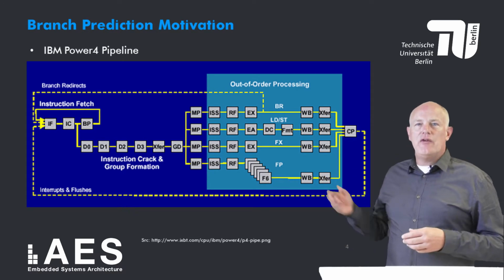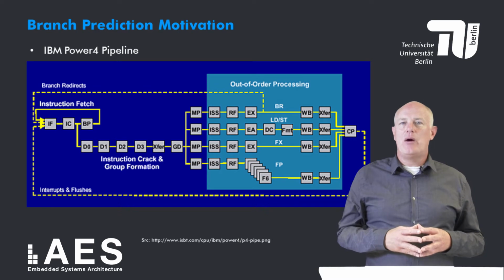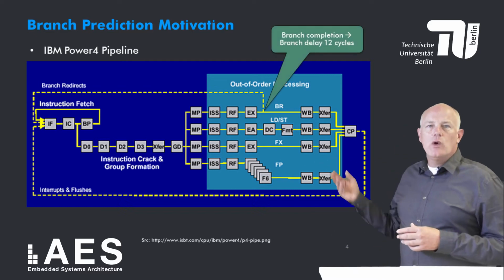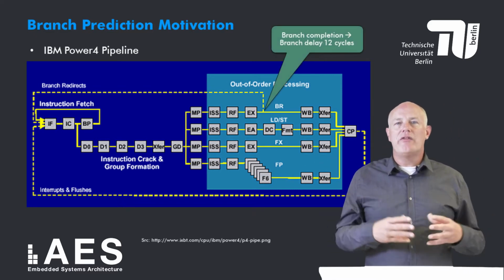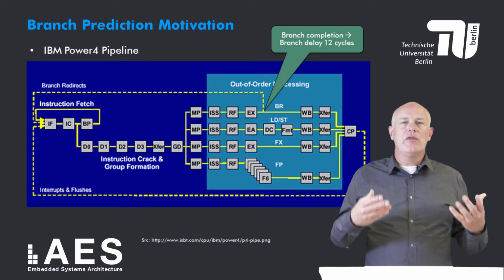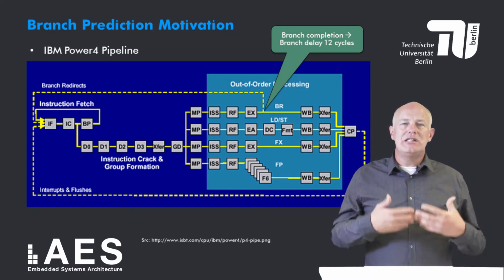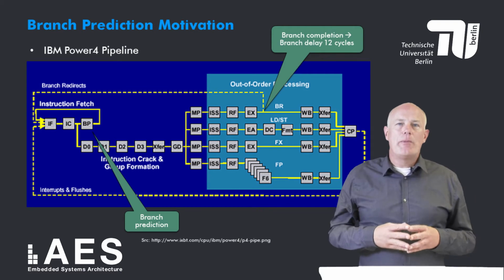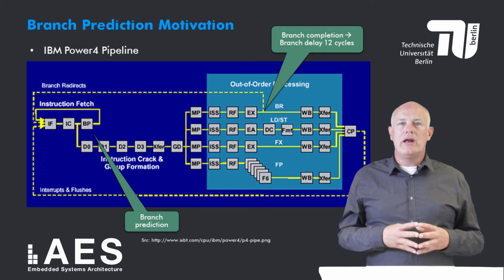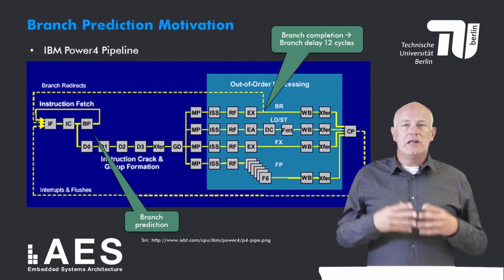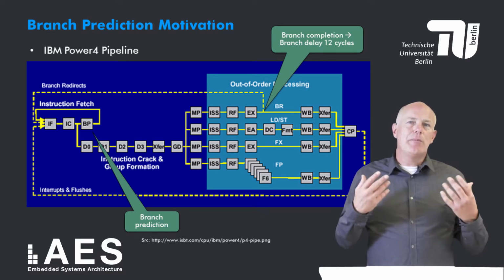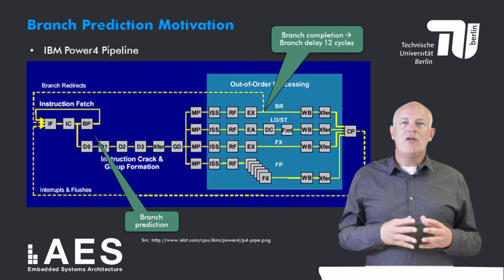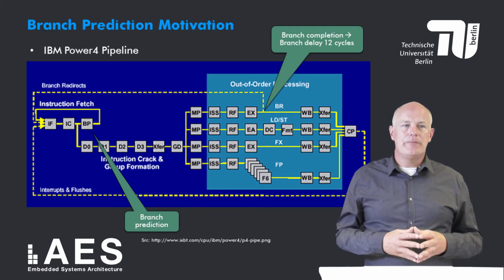As an example, this figure shows the pipeline organization of the IBM Power 4 processor. I will not describe the details of all pipeline stages, but I would like you to observe that branches complete 12 cycles after they have been fetched. As a result, the delay between fetching a branch and executing it is 12 cycles. To reduce the branch penalty, the Power 4 processor performs branch prediction, as all modern high-performance processors do. The BP stage performs branch prediction. If the prediction was correct, then there will be no or only a small branch penalty. If the prediction was incorrect, however, there will be a severe branch penalty.